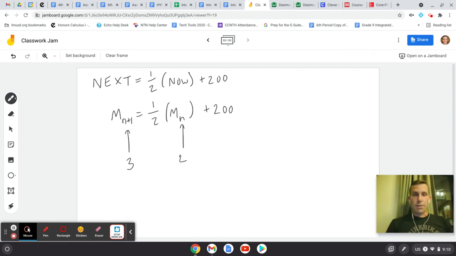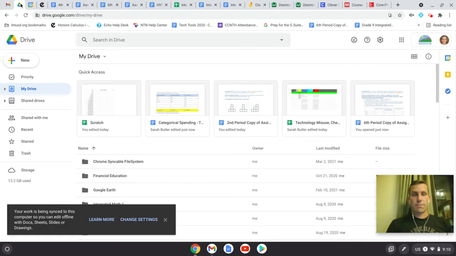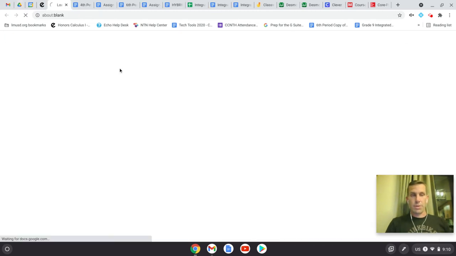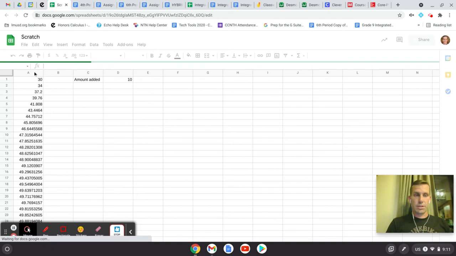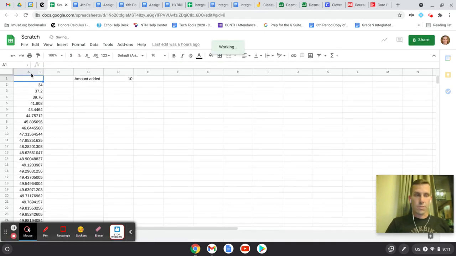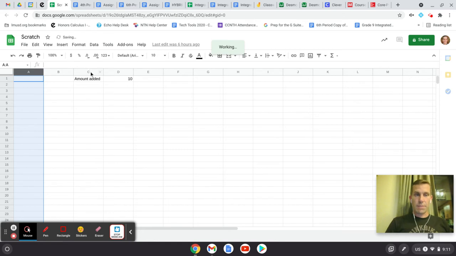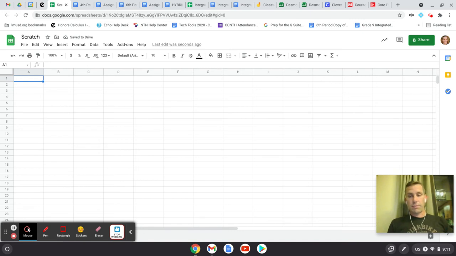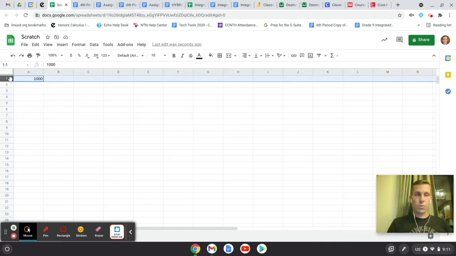Okay, next up is spreadsheets. So you're also going to be using spreadsheets to solve a problem today. So let me open up a Scratch spreadsheet, and let's talk about spreadsheets. So I want to model the same scenario that I mentioned on the Jamboard. And that scenario is starting with a certain amount of money, dividing it in half, and then adding $200. So let's say I'm starting with $1,000. I'm putting $1,000 in cell A1. So I said A because we're in column A right here, and we're in row 1. You can see A and 1 right there.